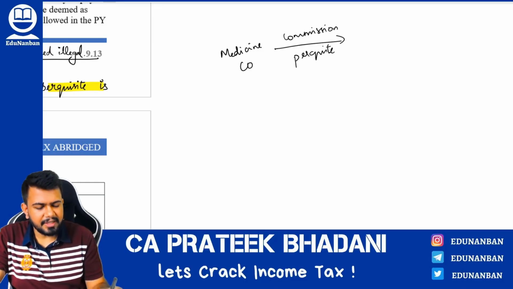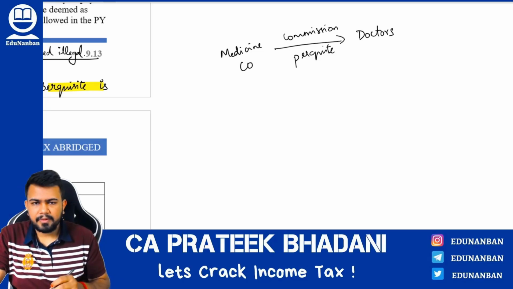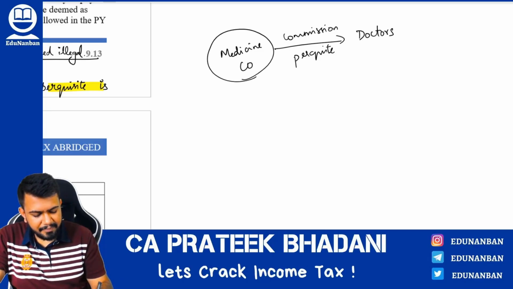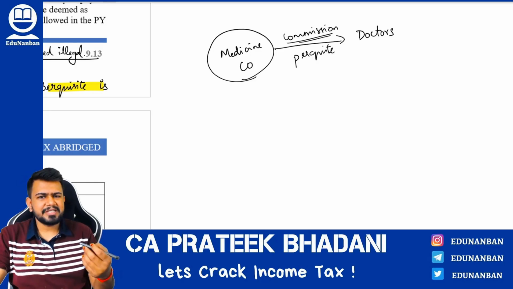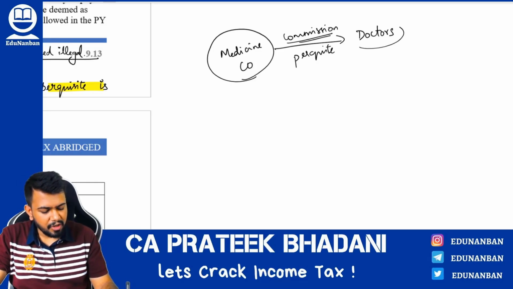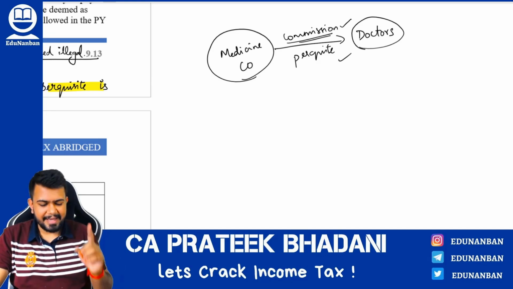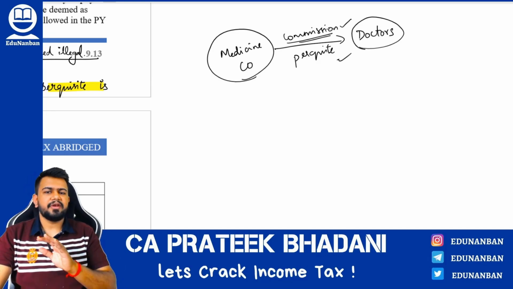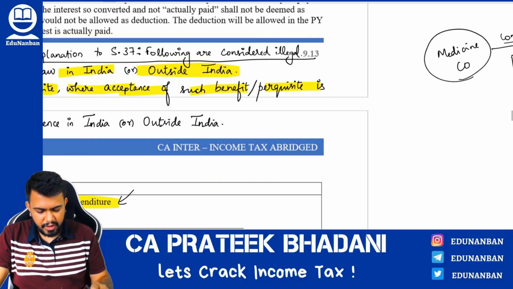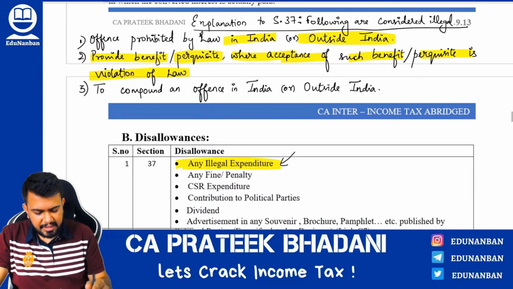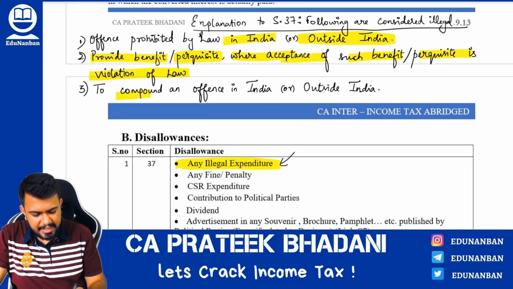It can be commission, gift or anything they are giving to doctors. For a medicine company, giving commission is a business expenditure only. However, for doctors, it is illegal to accept such commission or perquisite. Hence, this commission or perquisite will not be allowed as deduction. You get my point?